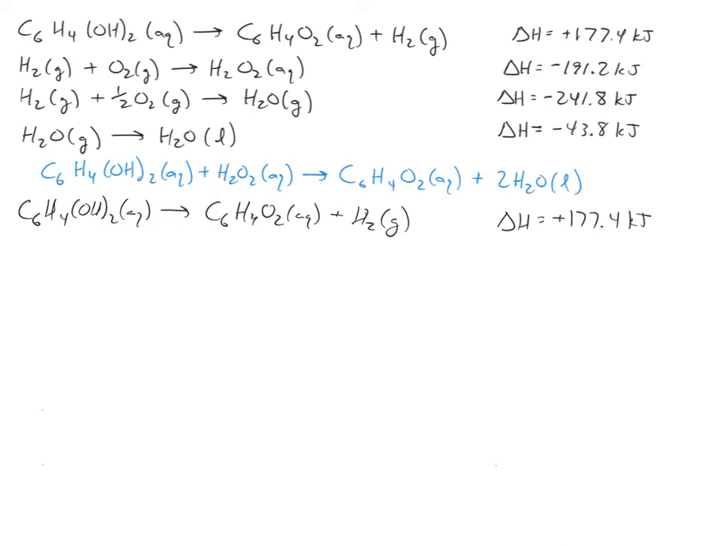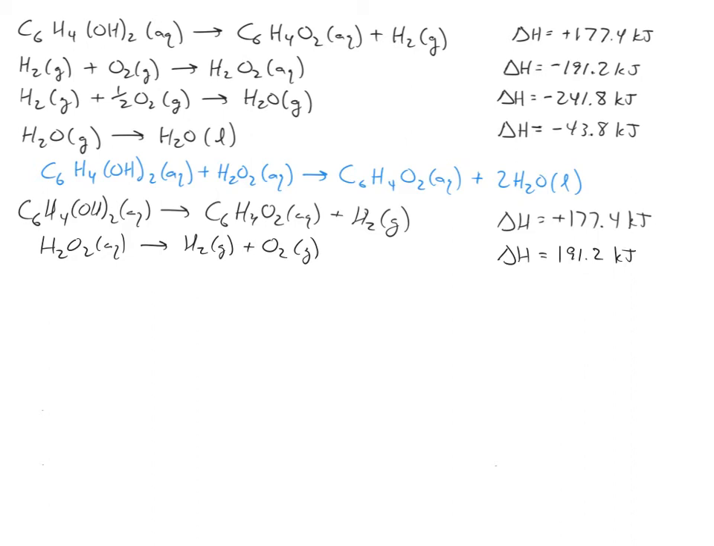Next thing I look for, next chemical, I need H2O2 aqueous as a reactant. Right now, I only see that right here as a product in the second reaction, so I need to flip the second reaction over to make it a reactant. So if I do that, I get H2O2 aqueous forms H2 gas plus O2 gas, and since I flipped the reaction, I've got to change the sign on delta H. It used to be negative 191.2, now it's positive 191.2 kilojoules.